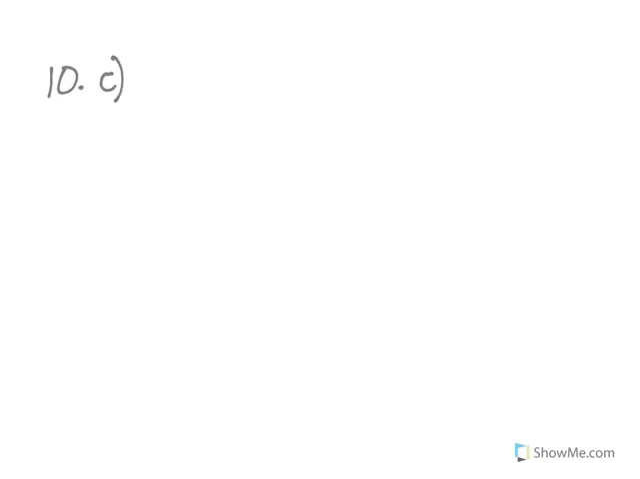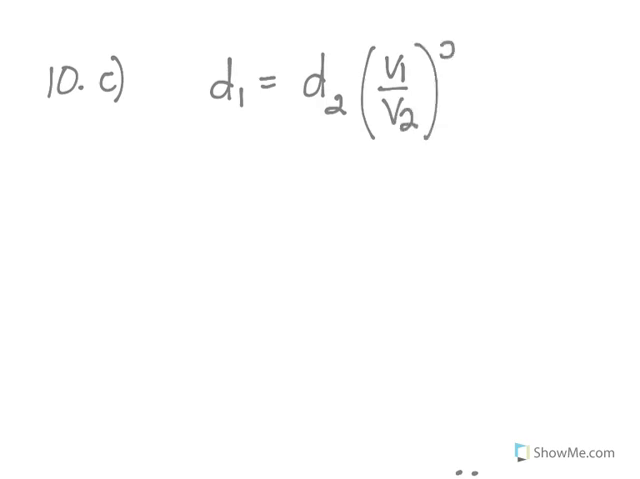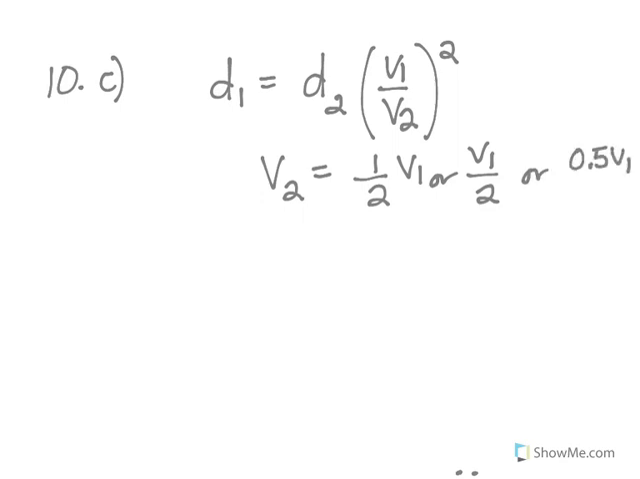So again, I'm going to take the equation that I solved for in number 10a, which was d1 equals d2 times v1 over v2, quantity squared. This time we are told that v2 is equal to 1/2 of v1. You could write that 1 over 2 v1, you could write that v1 over 2, or you could write that 0.5 v1. There's a lot of different ways that you could write that.